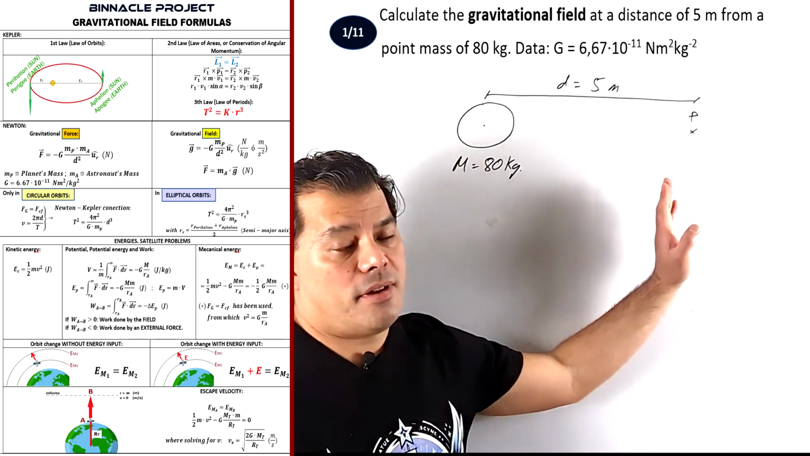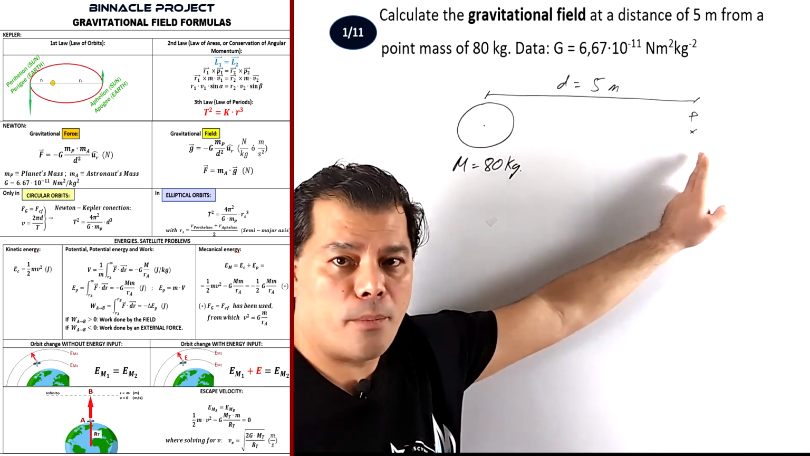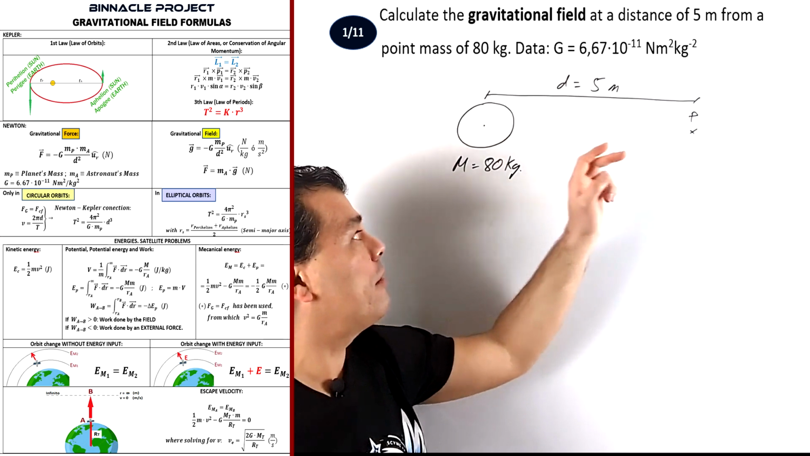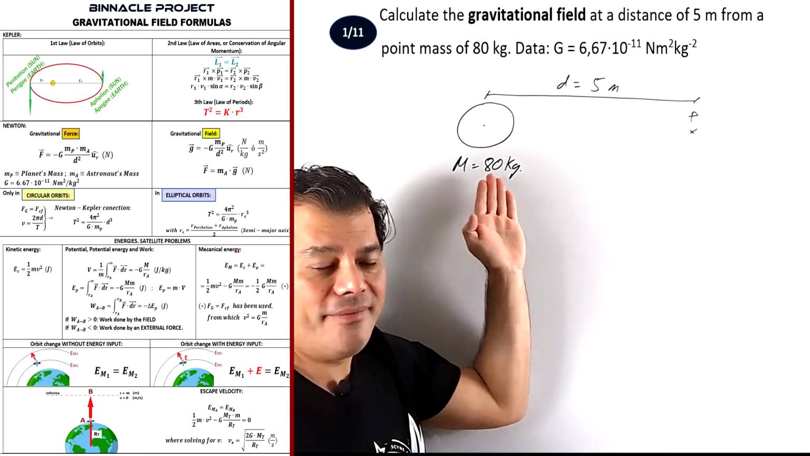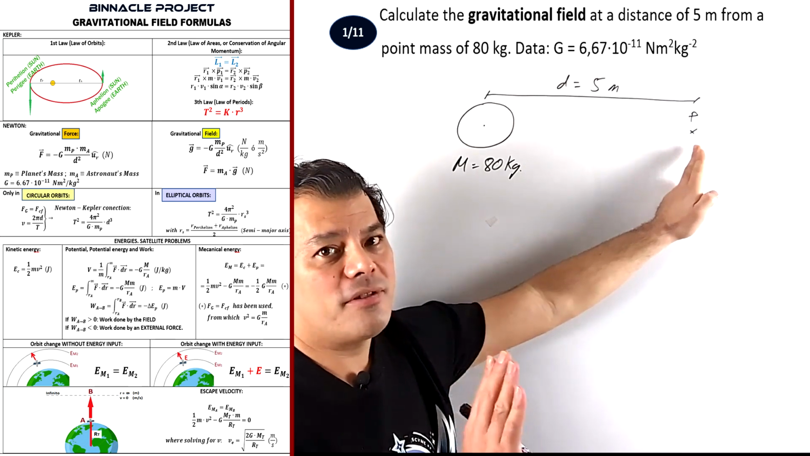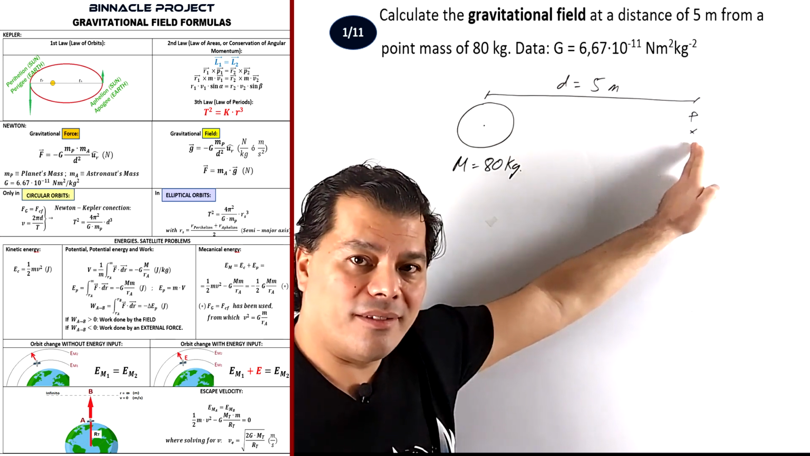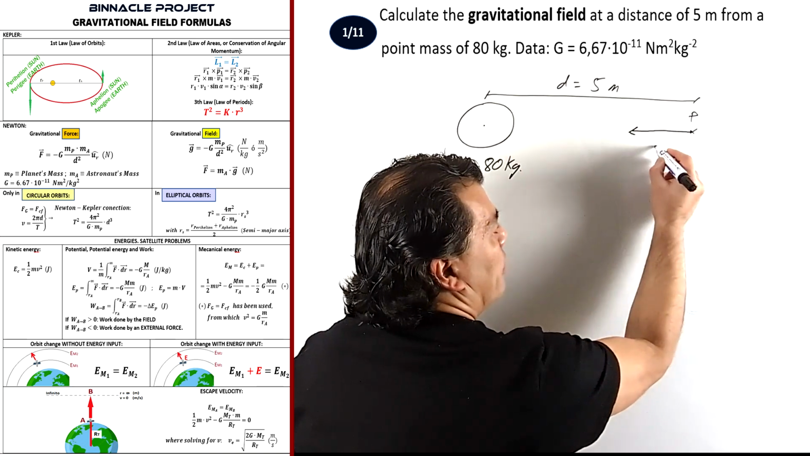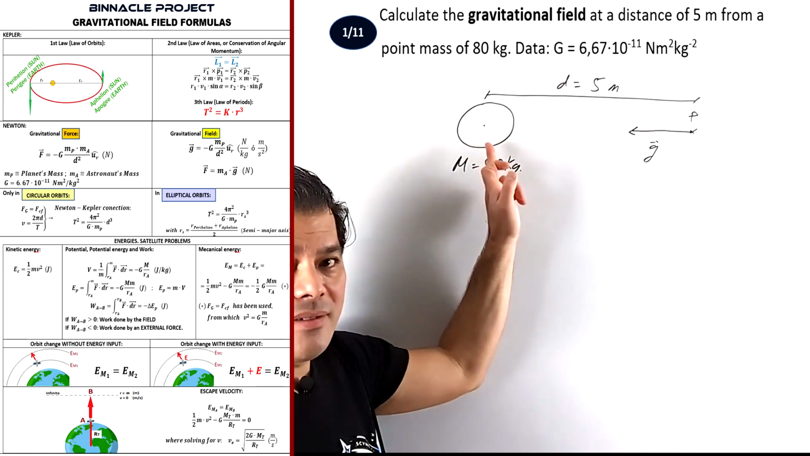The first thing you must understand is that even though there is no mass at this point, automatically there is a gravitational field because of the existence of this other mass. Let's call it creating mass, okay? Even though there is no mass here, there is no gravitational force, but you can find here a gravitational field represented by this vector. The gravitational field is always attractive, so that's why it's pointing to the creating mass.